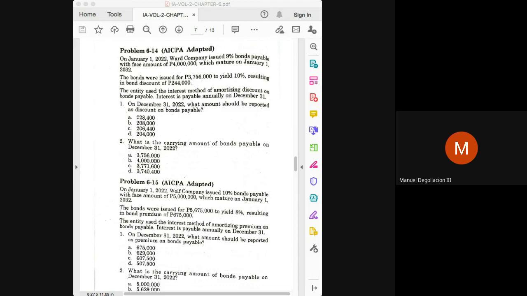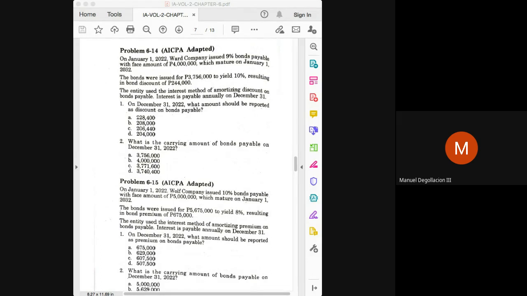Okay, so you simply deduct the 15,600 from the 244,000 and you will have 228,400. Okay, so the 228,400 there is simply your initial discount of 244 minus the amortization of the discount amounting to 15,600, which is the difference between the fixed interest payment and the interest expense for the year. Now, what is the carrying amount of the bonds payable?